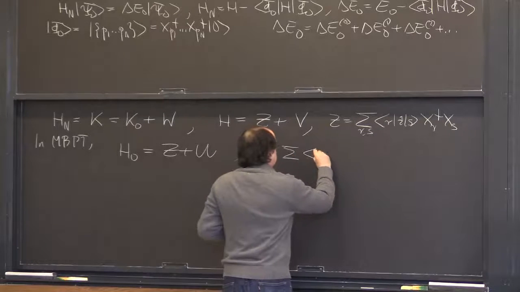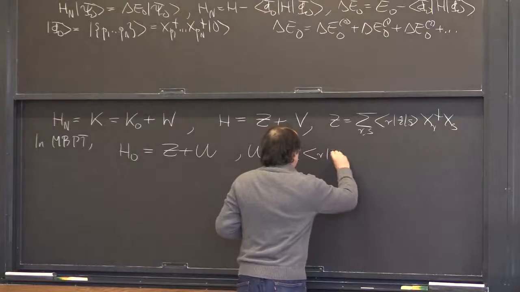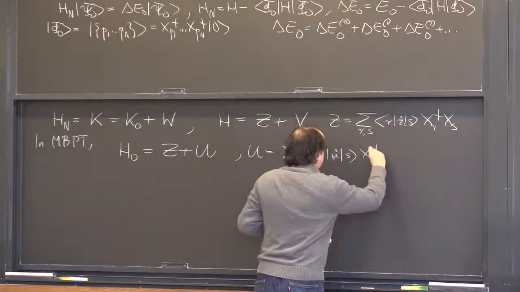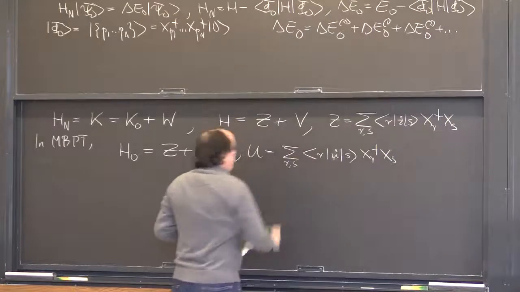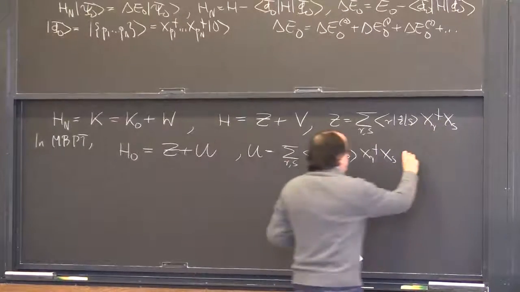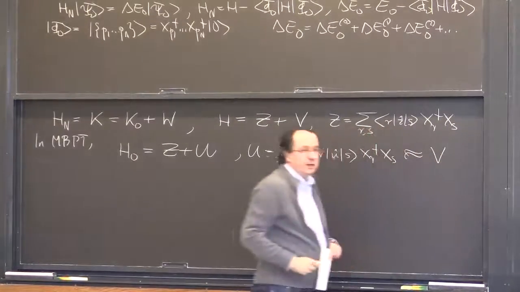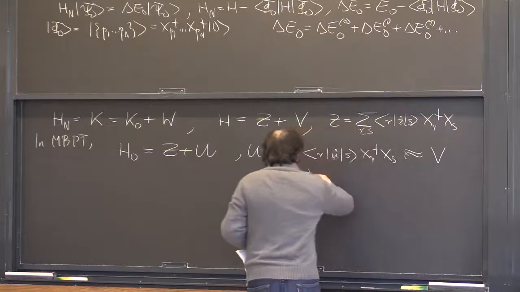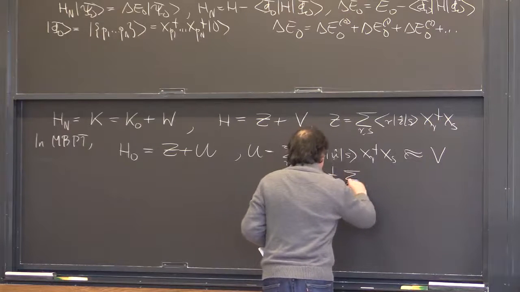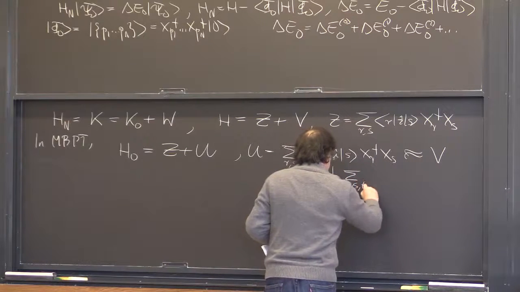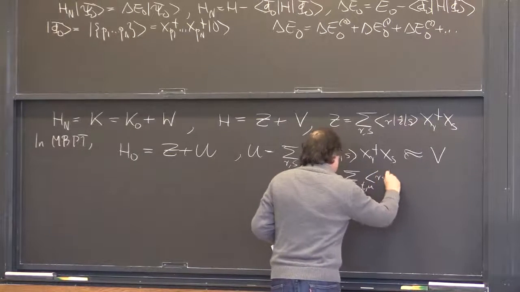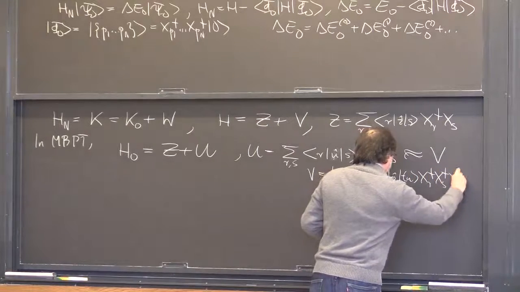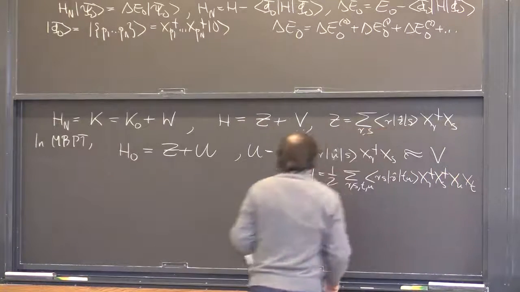So in second quantization, the sum over R, S of the matrix element of U between R and S, times R dagger S, which is an approximation to a true two-body interaction in the real Hamiltonian. And we know what V is. Maybe I'll also write it so that you have all formulas spelled out: the sum over R, S, T, U of the matrix element of V, times R dagger S dagger U T.